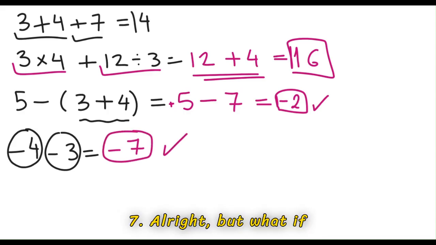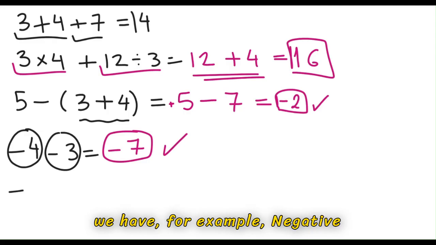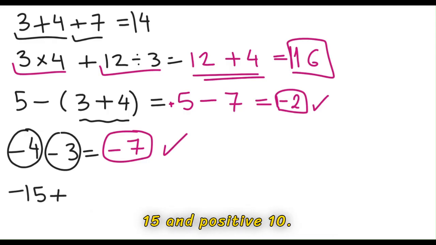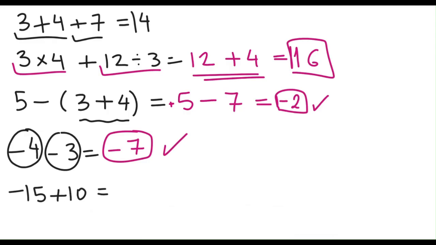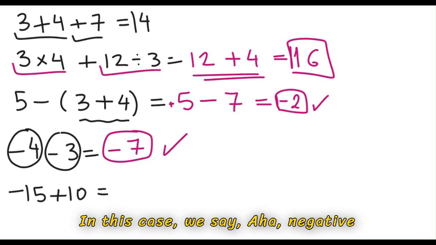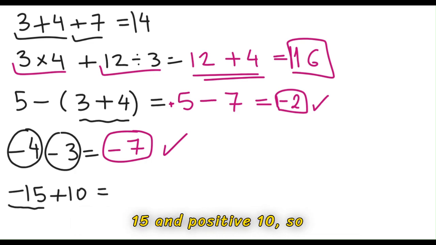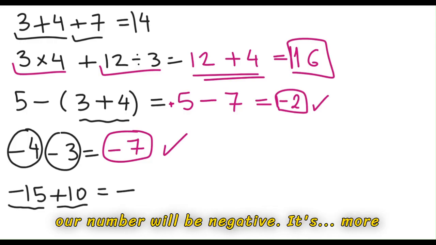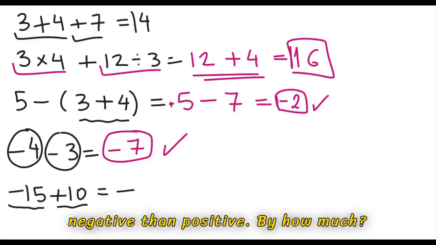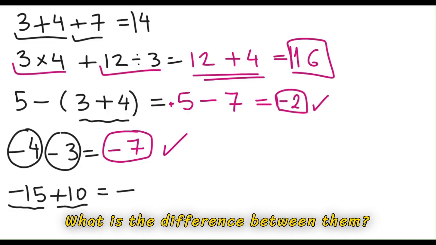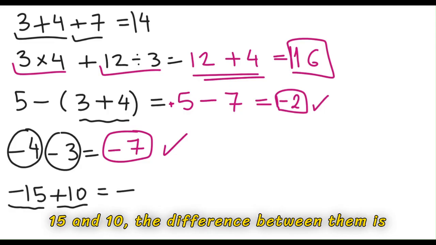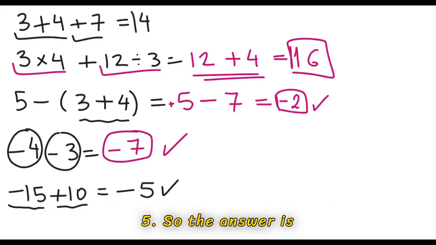Alright? But what if we have, for example, negative 15 and positive 10? In this case we say, negative 15 and positive 10, so our number will be negative. It's more negative than positive. By how much? What is the difference between them? 15 and 10, the difference between them is 5. So the answer is negative 5.